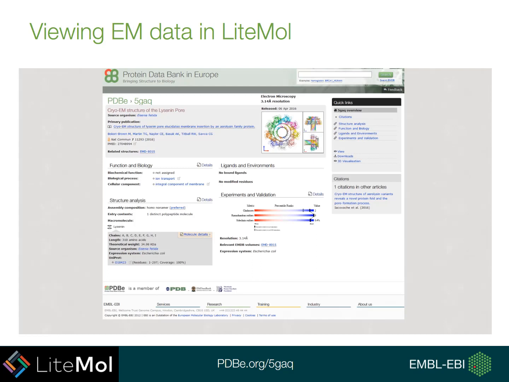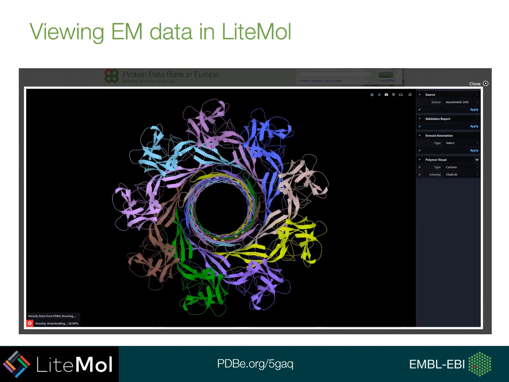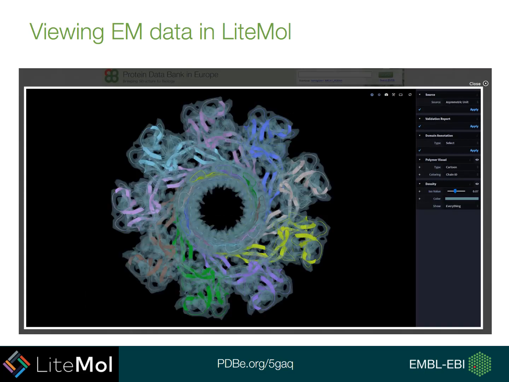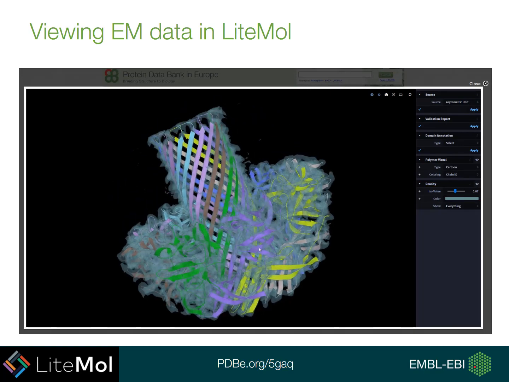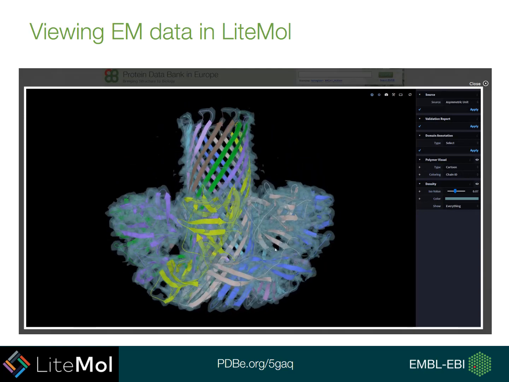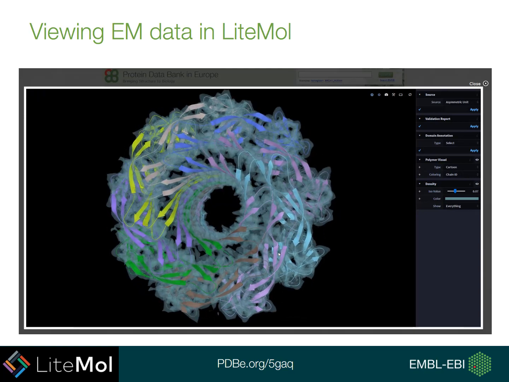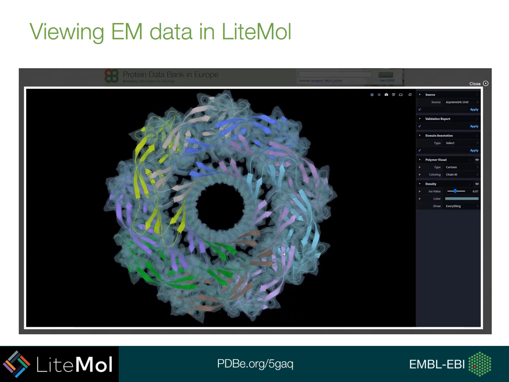So here is an example of viewing EM data using LiteMol. If you click on 3D visualization, this will open up the LiteMol window, the structure will load initially, and then the map will also load afterwards. You can then interactively view all of these together with the map around the structure. As you can see here, the structure fits very well into the map that we've got.